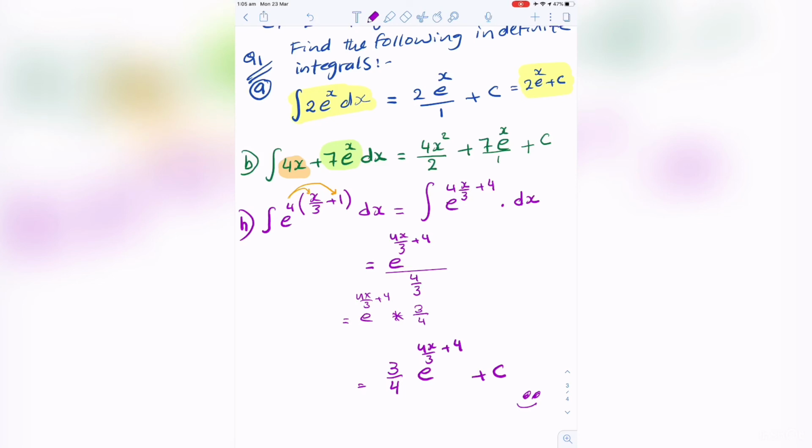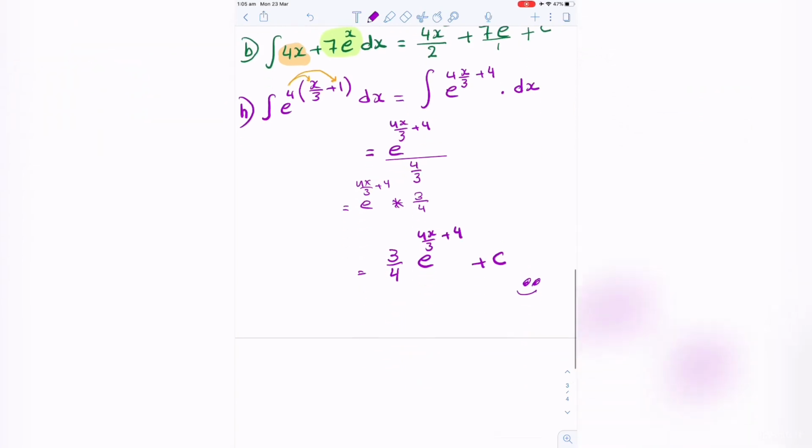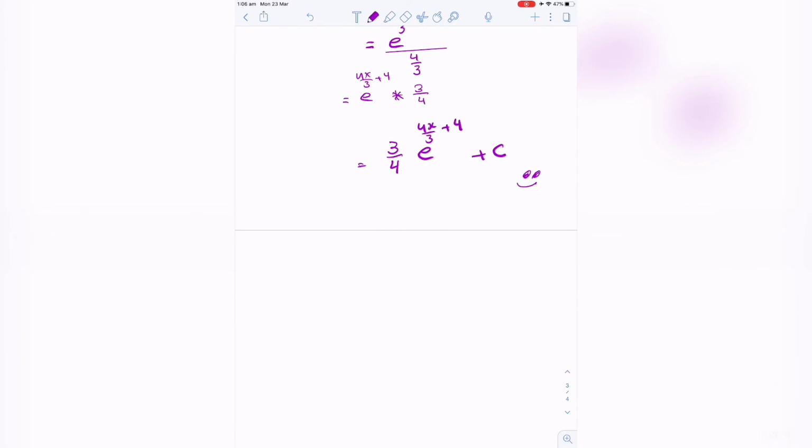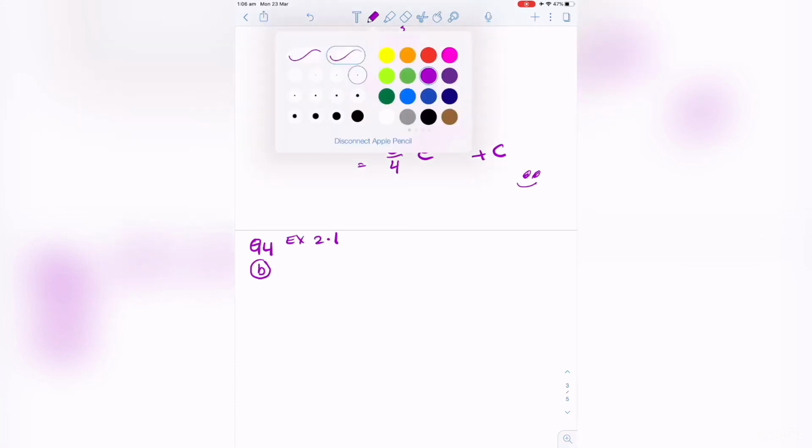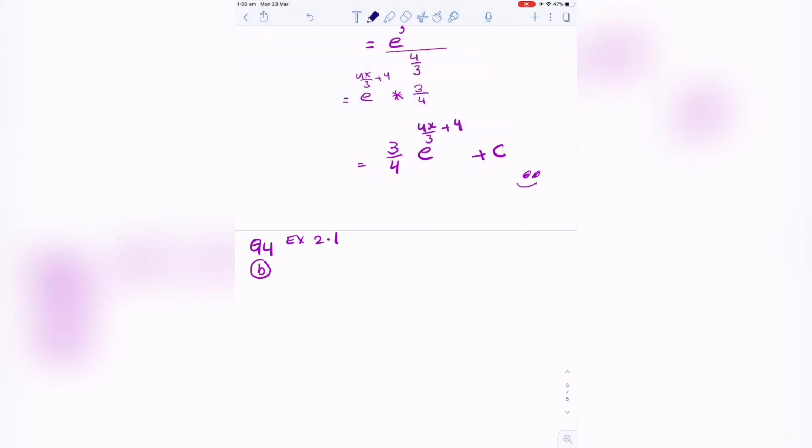What else? I'll do another question, which is the last one in this video, for the same exercise 2.1. So this is a question for B. Let's write this question. Question 4b: evaluate the following definite integral, giving the exact answer. They want the exact answer.